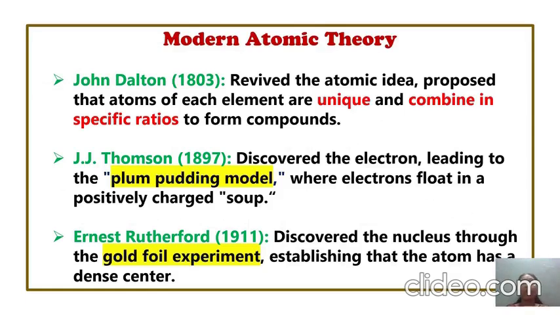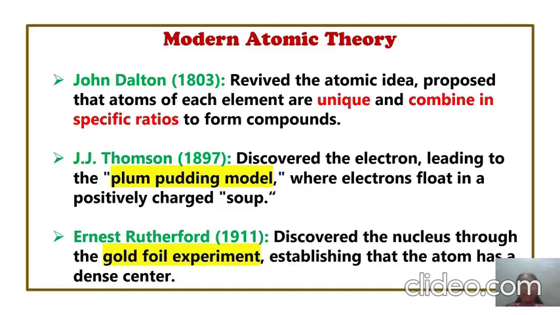This idea of his dominated for centuries. And then came John Dalton in 1803. He said that each atom is unique and that atoms combine in specific ratios to form compounds. And then came J.J. Thomson in 1897. He discovered the electron through his plum pudding model. He described electrons as floating in a positively charged soup, instead of vegetables.